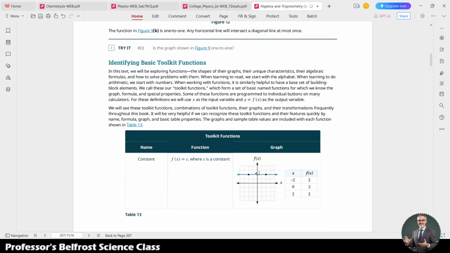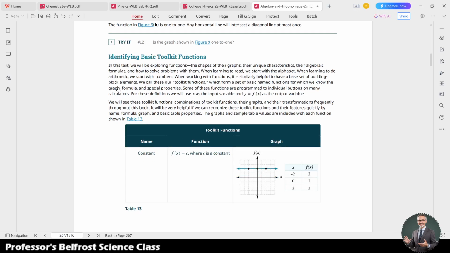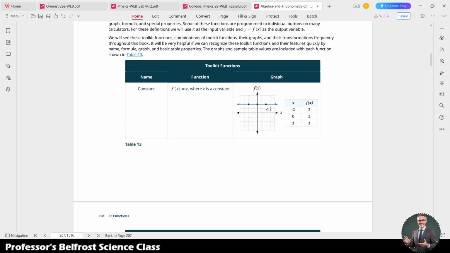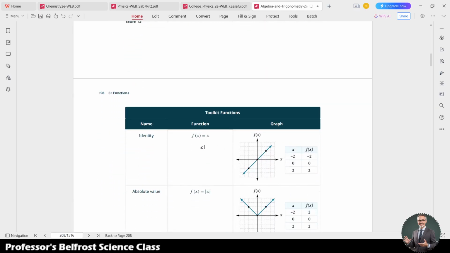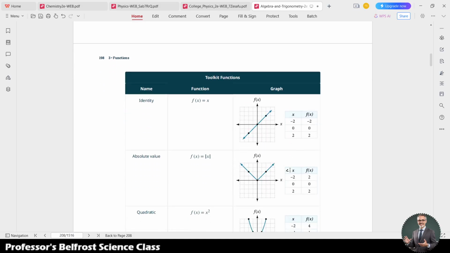Now identifying basic toolkit functions. Let's see. Okay, so we have some functions. The first function is constant. So constant is just a straight horizontal line like this. For identity, f(x) equals x is a linear line with slope of 1. Absolute value is the mirror like this.